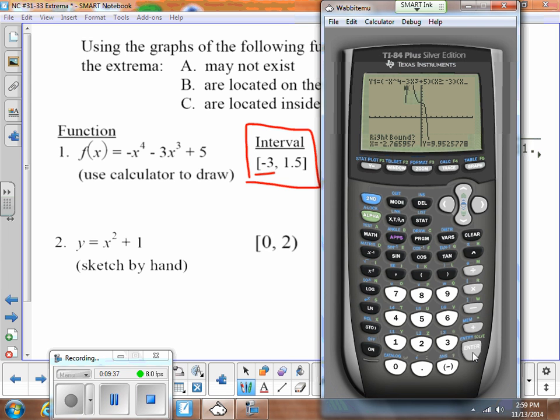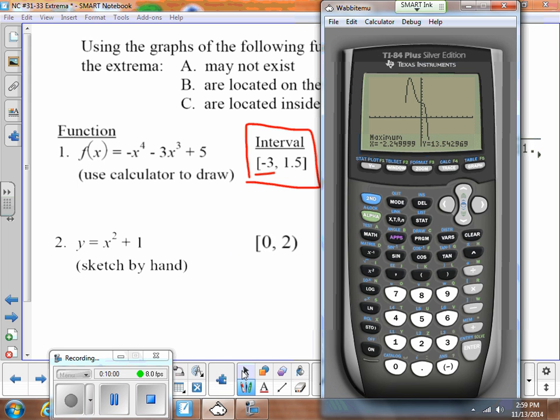Hit enter. Now it says right bound. So now I need to move somewhere on the right side. So the point I'm looking for is up here in this corner, up here on the top. So I move somewhere to the right. Take a guess. So my maximum is at negative 2.25 and its value is 13.45.